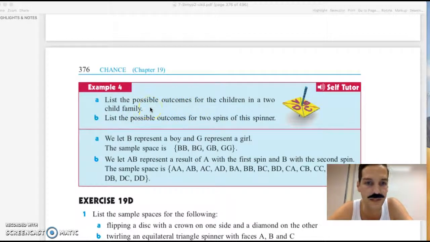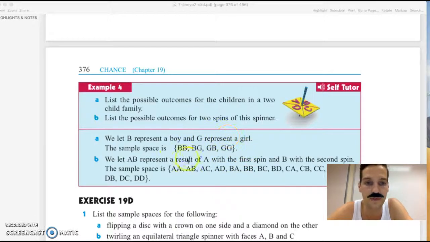What they mean here is gender. So in that instance, if you look at the answer, you could either have both of the children being a boy, so boy, boy; the first child being a boy and the second child being a girl; the first child being a girl and the second child being a boy; or both of the kids being girls.